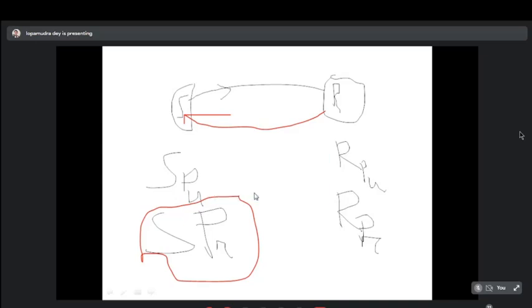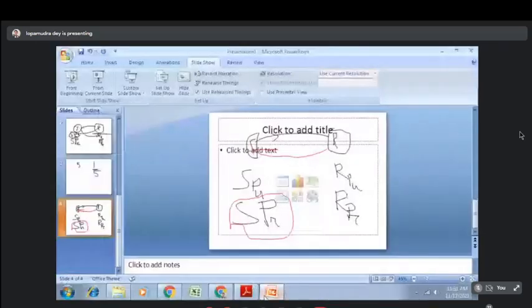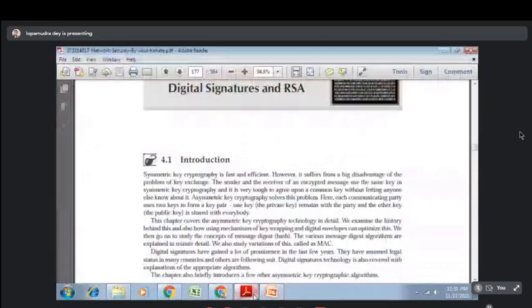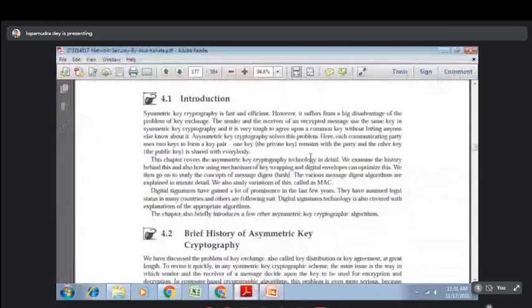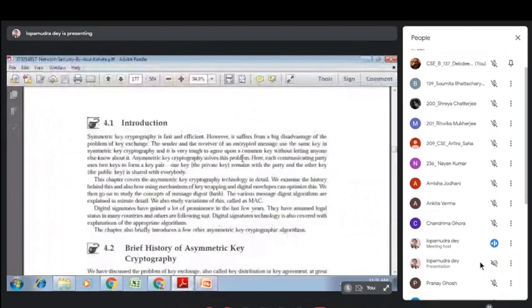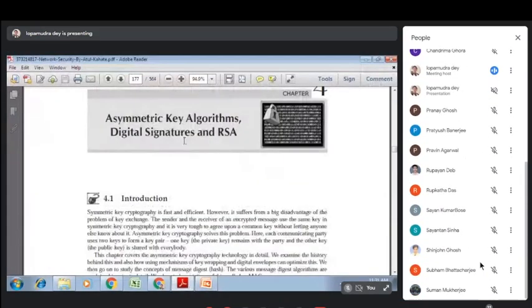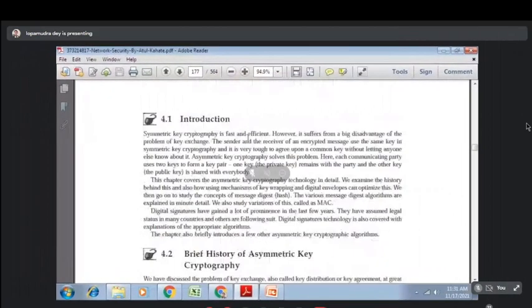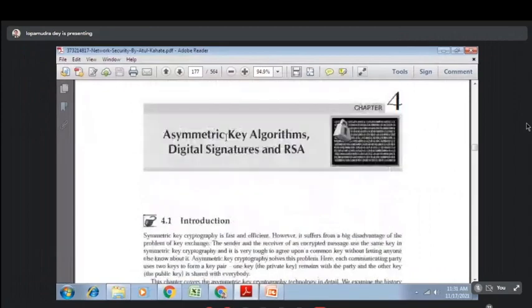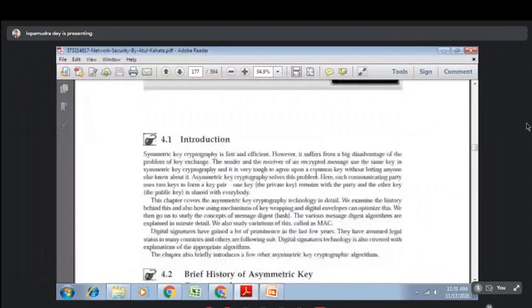Now let's get back to our cryptography book. This is your asymmetric cryptography chapter: asymmetric cryptography algorithms, digital signatures, and RSA. This is chapter 4, which deals with the asymmetric cryptography algorithm.